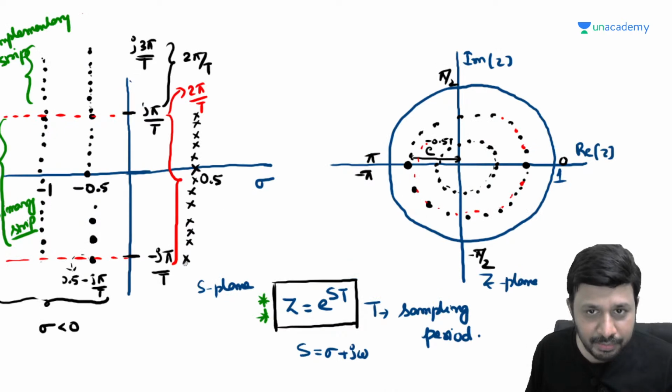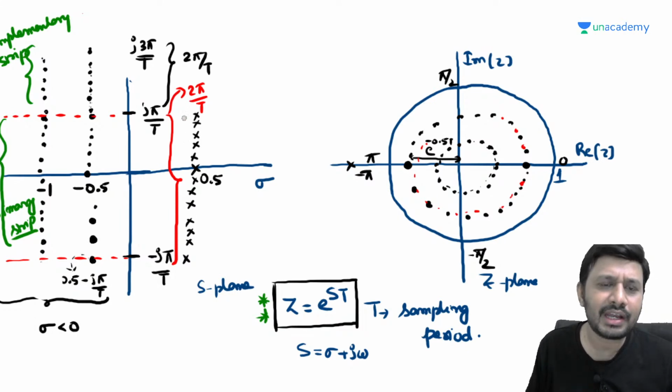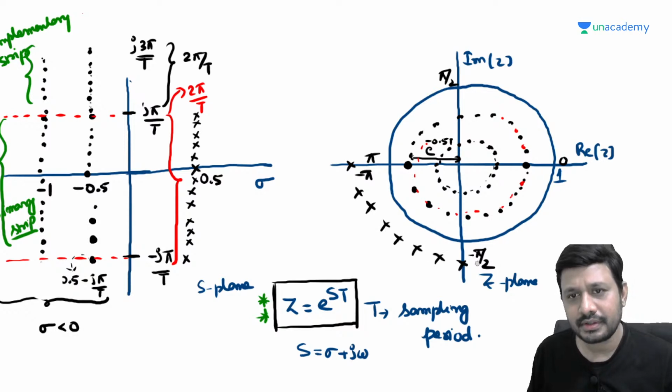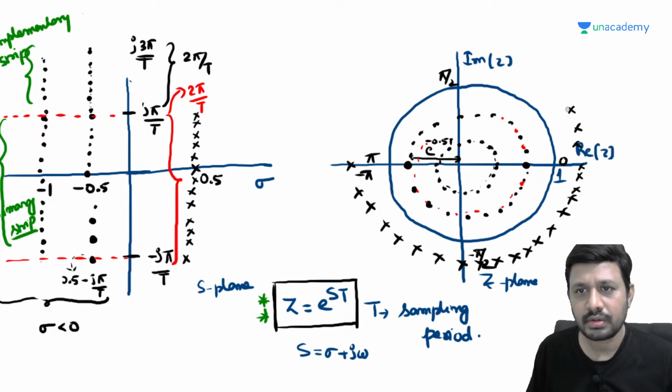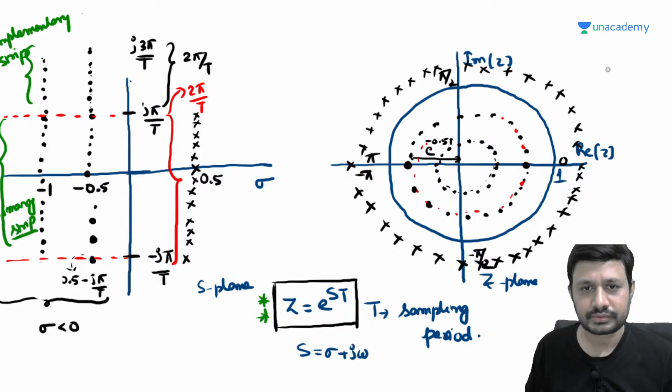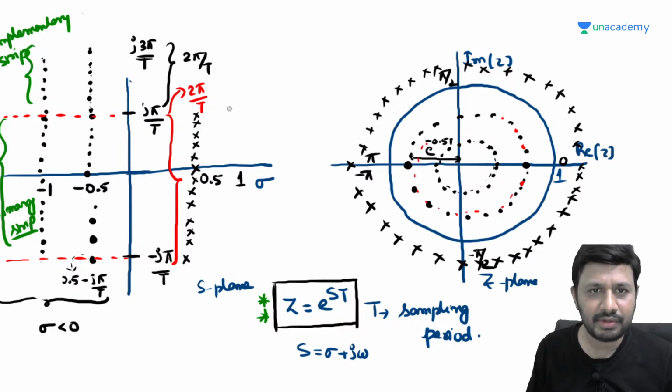So here if I take this point, this will be mapped somewhere here. e power 0.5 t is a value greater than 1 at an angle minus pi. Again go on increasing the values of omega from minus pi by t to pi by t. So you will get this kind of situation. Right half of S plane, if you consider any point, that will be mapped outside the unit circle. You are going to get circles outside the unit circle. Hope this is clear.